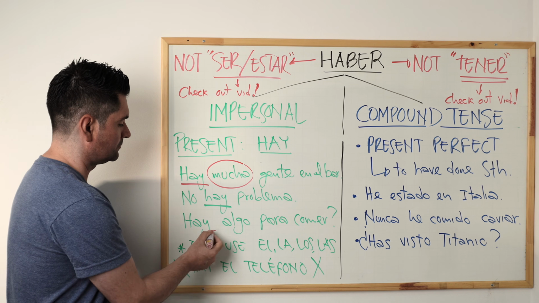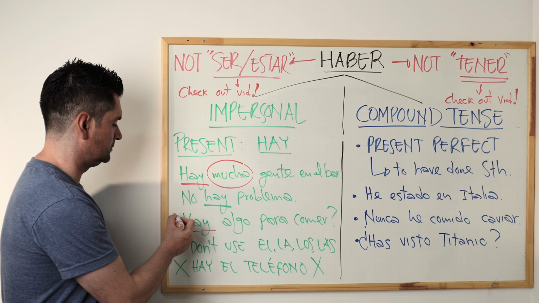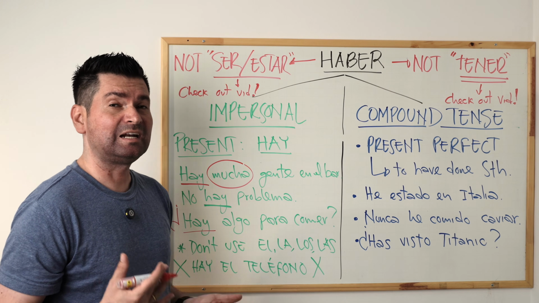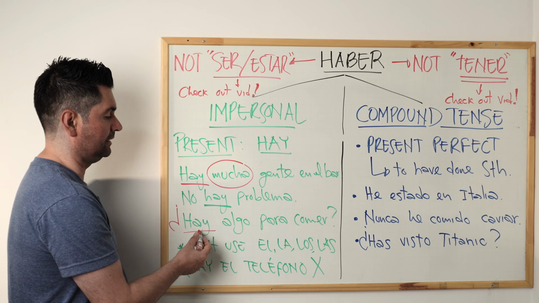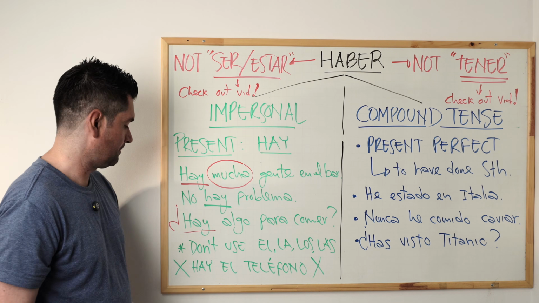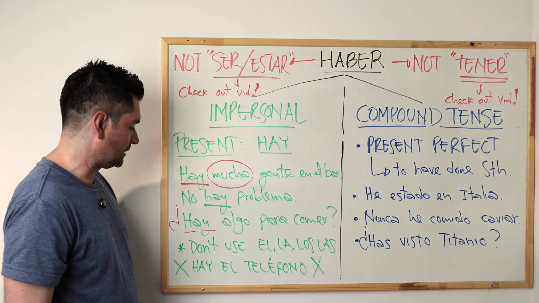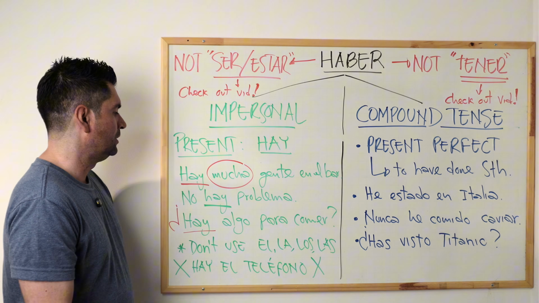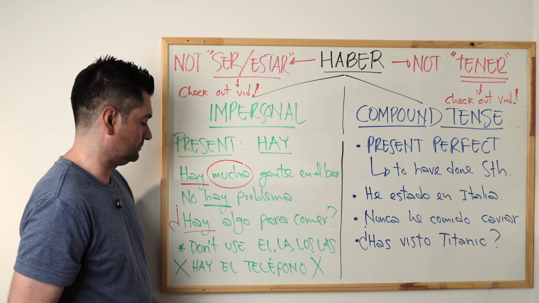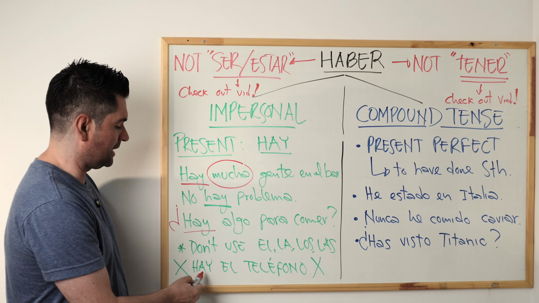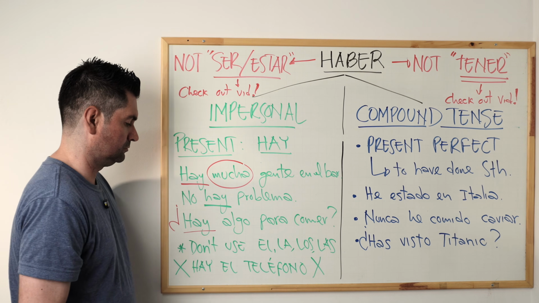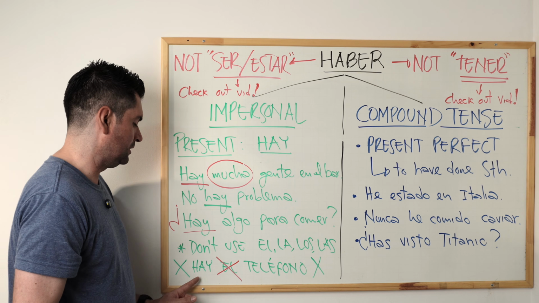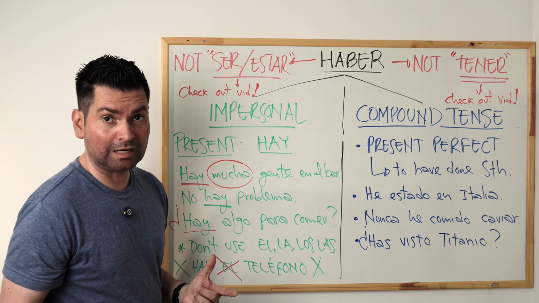The next one. A question. ¿Hay algo para comer? Is there anything to eat? Hay algo para comer. And then, an important note here. Don't use el, la, los, las with the impersonal of haber. So, don't say hay el teléfono. This article is not necessary. We need to say hay un teléfono.